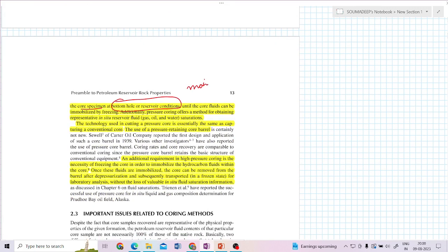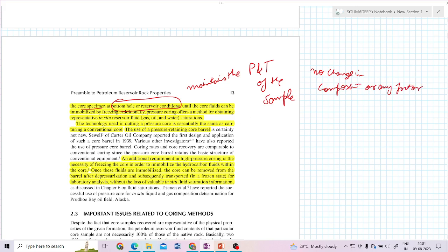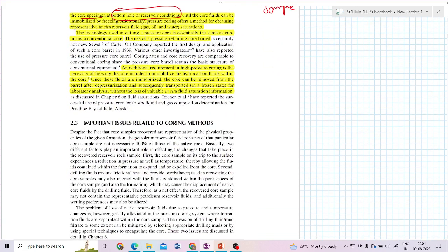It maintains the pressure and temperature of the sample. Since these are constant, everything is fine, with no change in composition or any other factor. So this is basically the idea.